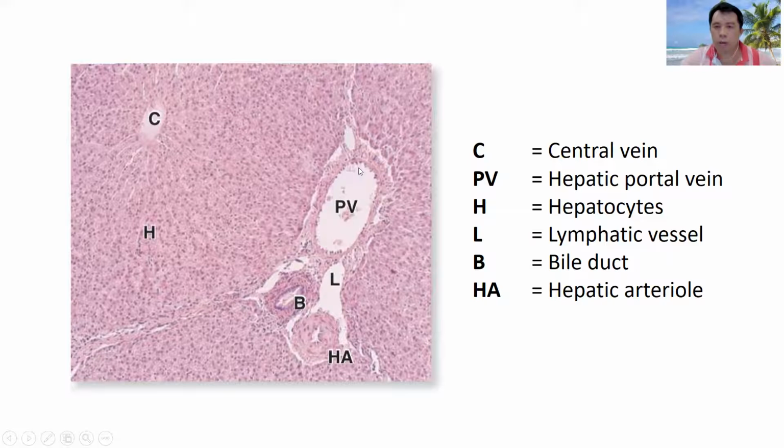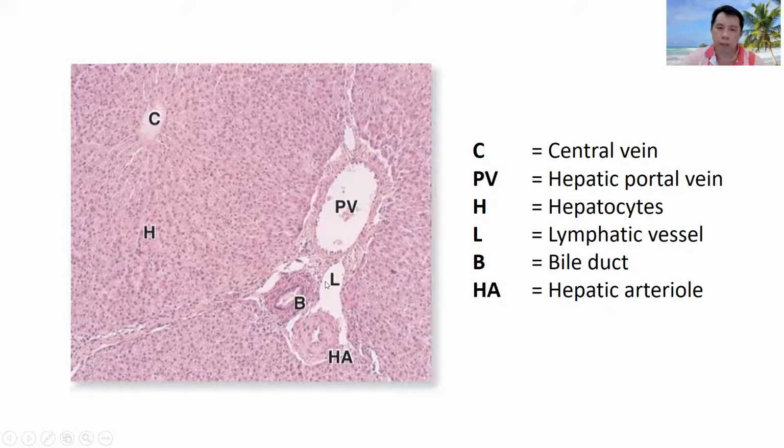Here there are three branches. The one with the largest lumen is known as the hepatic portal vein. The other one has the smallest lumen and a rough inner surface. This is known as the hepatic artery. If it is a smaller one, we can call it a hepatic arteriole. And then the bile duct, which is here.